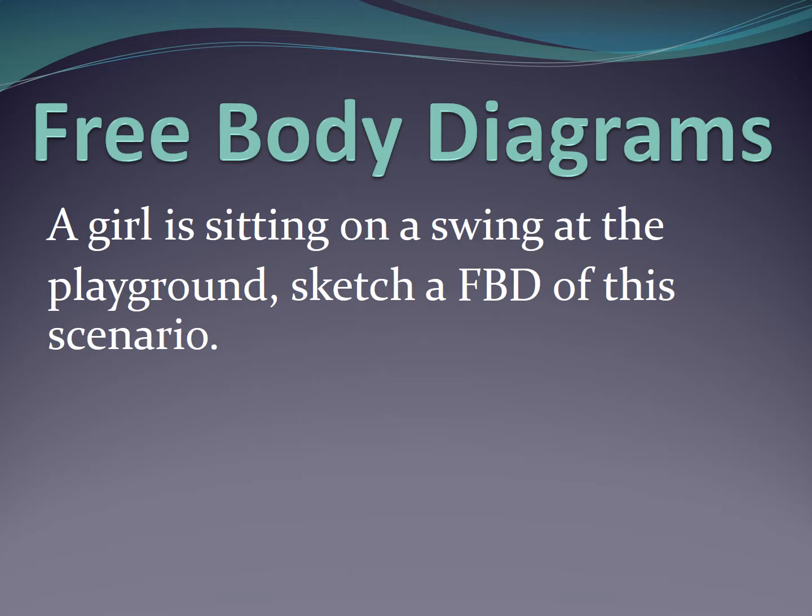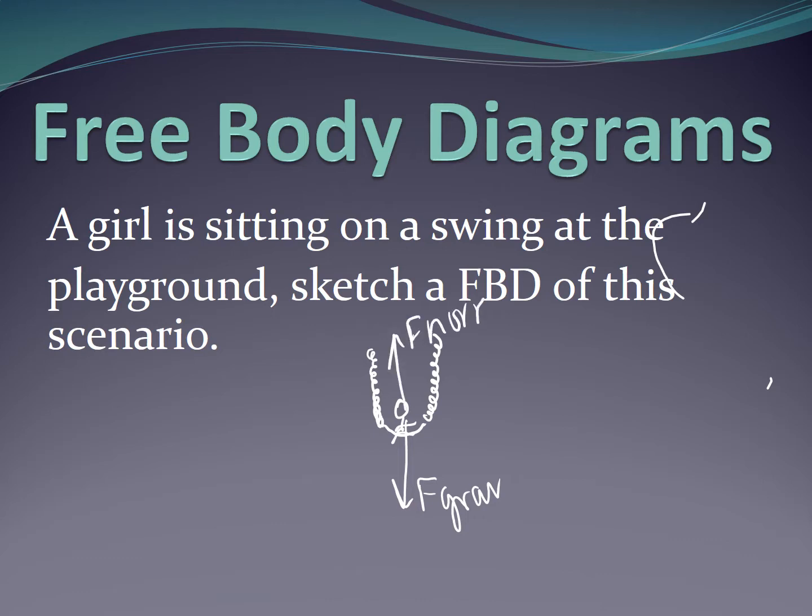A girl sitting on a swing at the playground. So let me draw this. My horrible attempt at a swing, and let's say this person is on the swing. Horrible picture right now, but now we can draw our free body diagram. So of course the easy one is the force of gravity pushing down on the girl. We don't have any left or right forces acting on it, so it stays the same, but we do have the normal force. We still have a normal force acting from the seat.